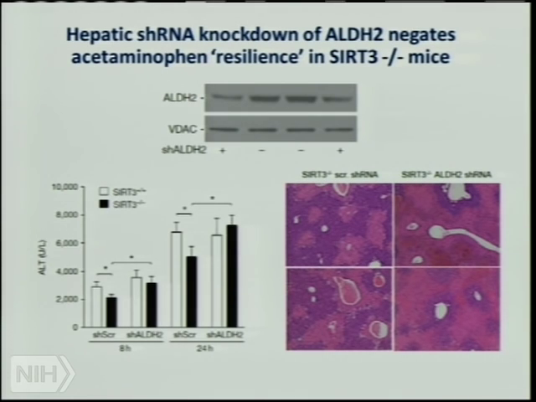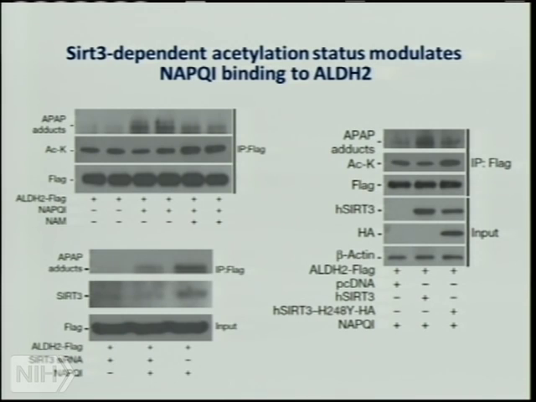And if you look at the histology again, you get increased hemorrhagic necrosis in the knockout mouse when ALDH2 is knocked down versus the scramble control. So we then looked at NAPQI binding to ALDH2 and demonstrated that, in fact, NAPQI does bind to ALDH2.